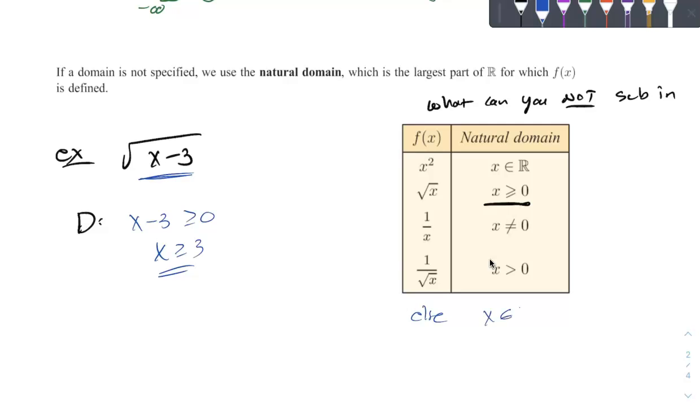That's what this means. It means you can plug in, right? There's no issue. If it's x squared, you can plug in anything you want. So I think it's not one of these right now. It's all real numbers. Eventually we'll learn other natural domain functions, but for now it's really just a square root and fractions to worry about.